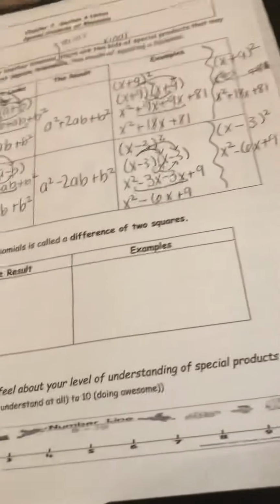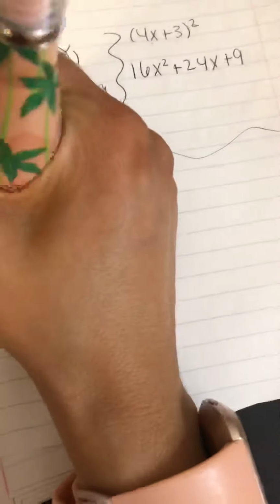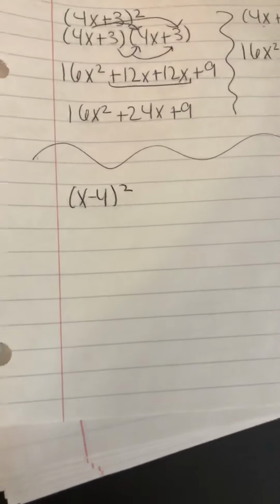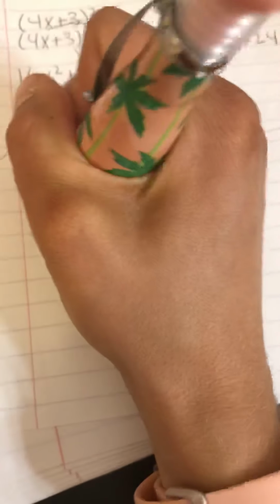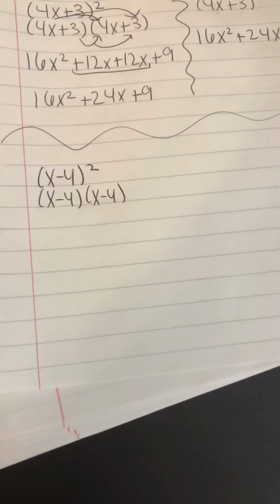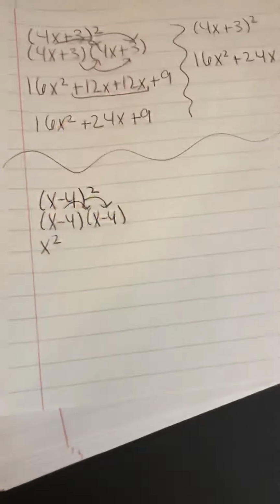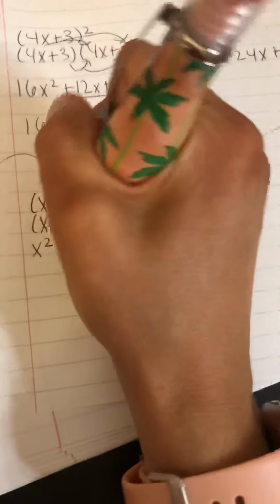Now, again, if you want to go on your back sheet of paper, I'm going to do a couple more problems with you that look like that. Okay, so we have x minus 4 squared. Okay, x minus 4 squared is going to be x minus 4 times x minus 4. The x is going to go to both. X times x is x squared. And x times negative 4 is negative 4x.